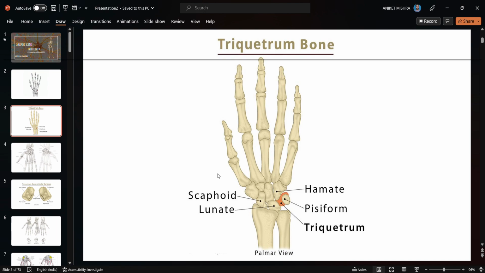When we look at the triquetrum location, we will find that it lies toward the medial side of the hand in the proximal row of the carpal bones, between the lunate and the pisiform.